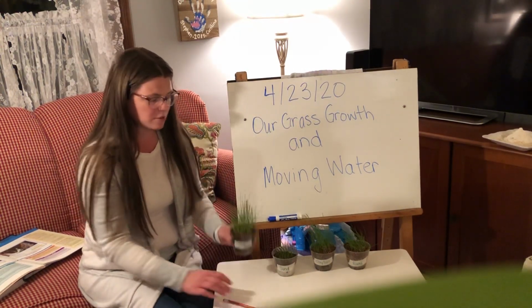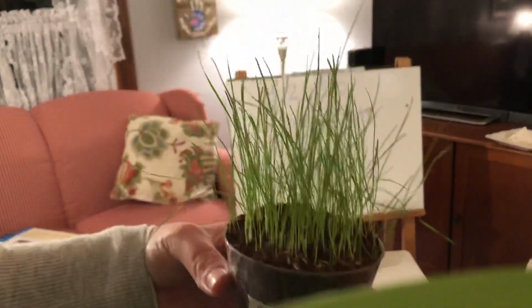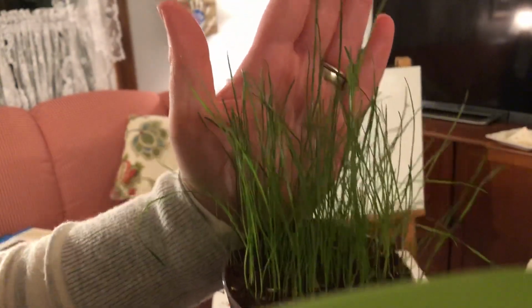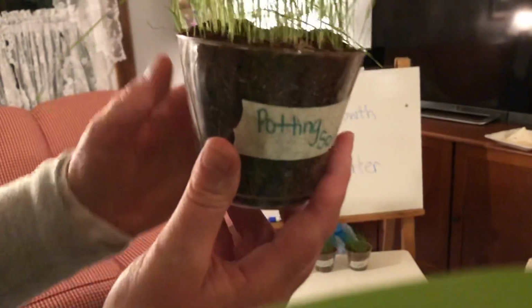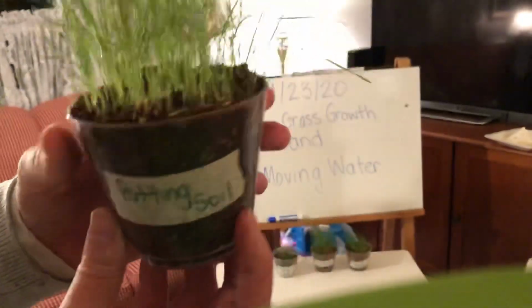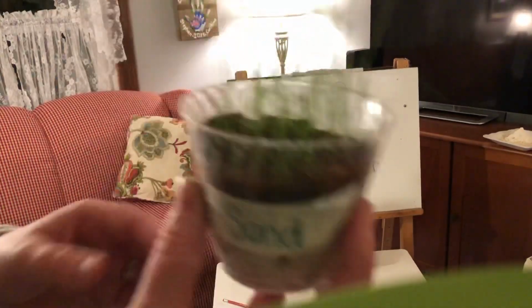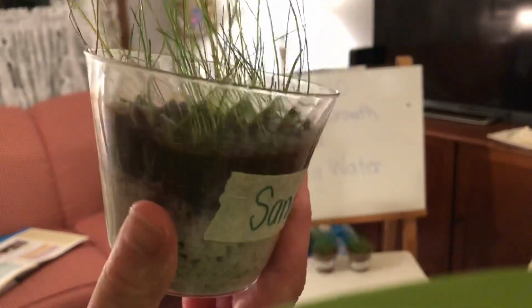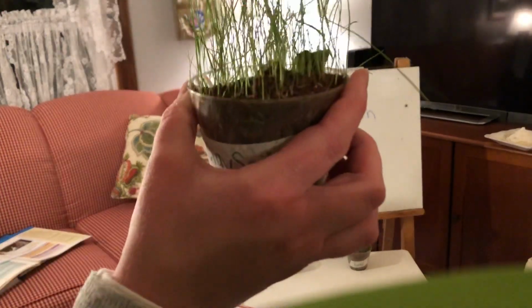And let's observe potting soil. So here's our potting soil. It is so long at this point. Here's my hand, just so you can see just how tall it is. It is very tall. So that's our potting soil. Here is our sand, which is doing really well at this point. We have a lot of growth in there. And I know I'm going really fast. Pause so you can do your observations.